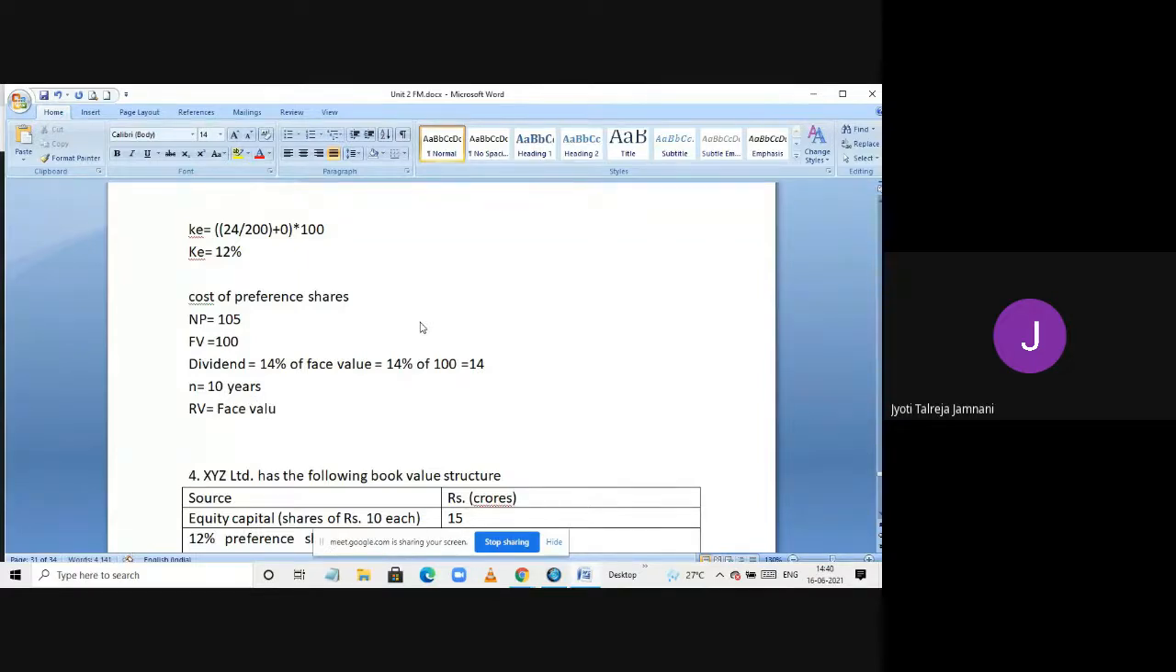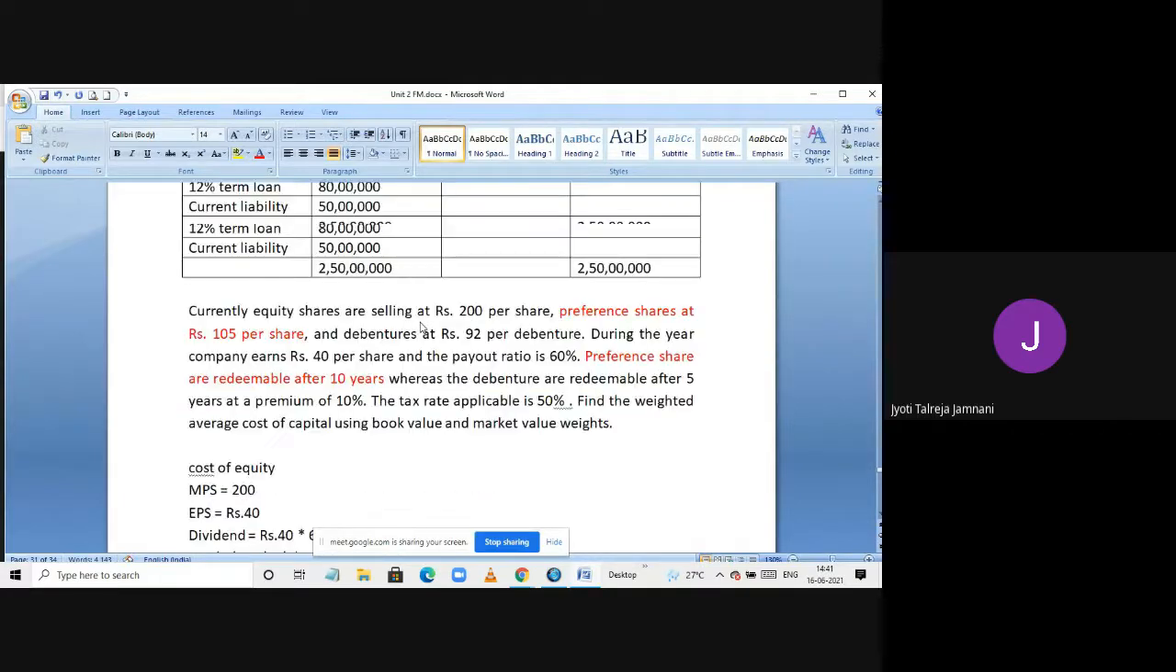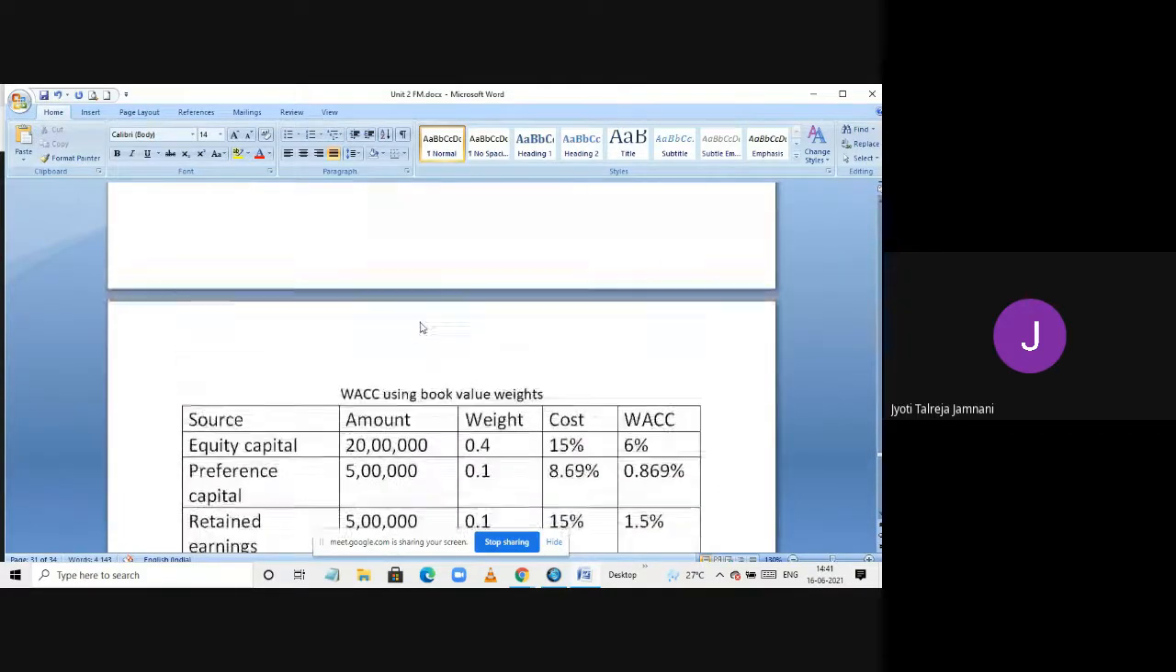If they tell it is redeemable at premium or discount, or like in the previous sum where they told preference shares are redeemable after 5 years at rupees 110, then they directly tell us the value. Here nothing is told, which means it is redeemable at face value, which is 100 rupees. Using this we will find the cost of preference. I'll just take the formula from there.